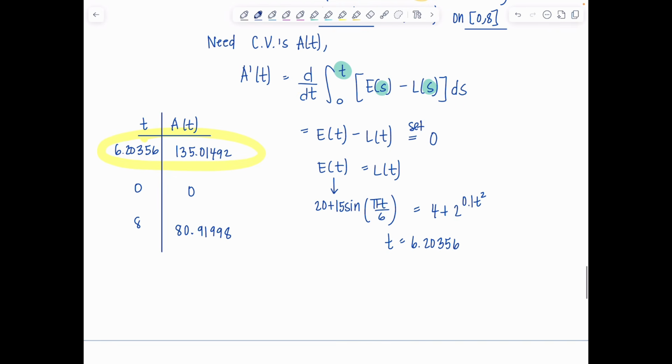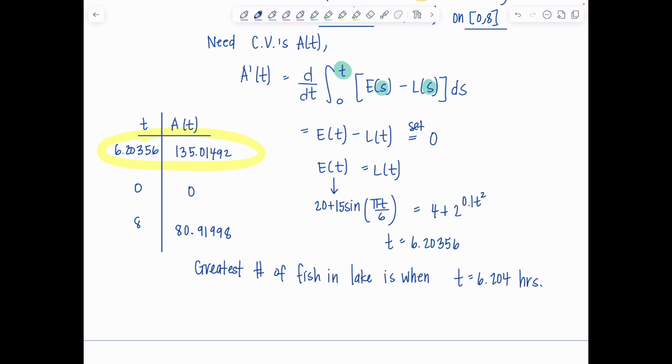So we could say the greatest number of fish in the lake happens or is when t equals, let's round to 3 decimal places, 6.204 hours. Okay. Now there is another way you could answer this problem.